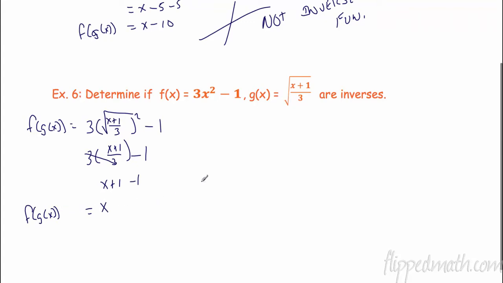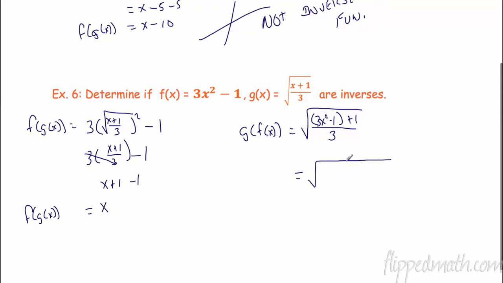So far it's looking really good. Let's try g of f of x, though. Never can be too safe. Let's try them both. So now I'm going to plug it into this function. Wherever I see x, I'm going to put my f in there. So my f function again is 3x squared minus 1. Now this looks much harder to solve than it actually is.